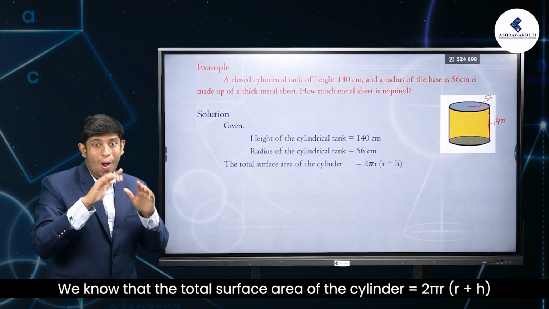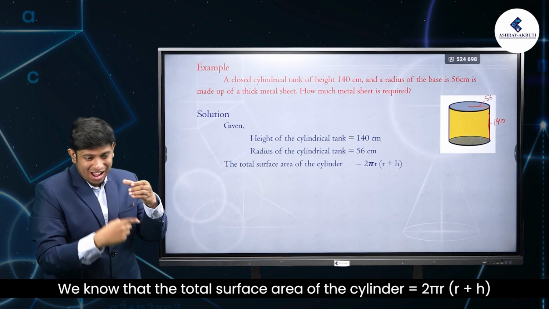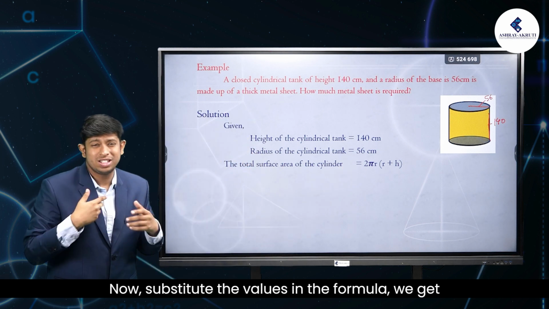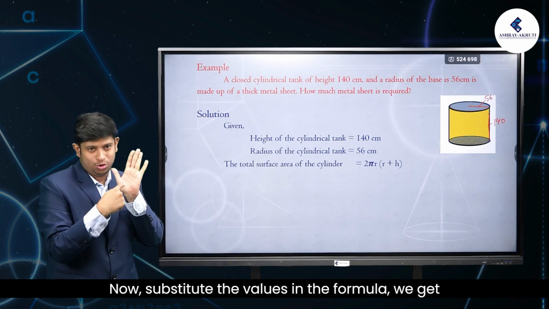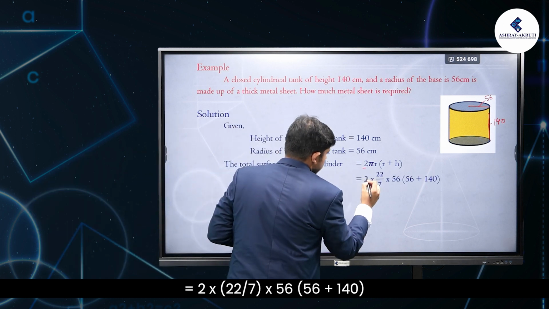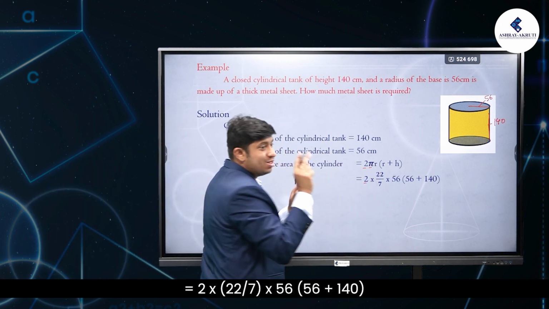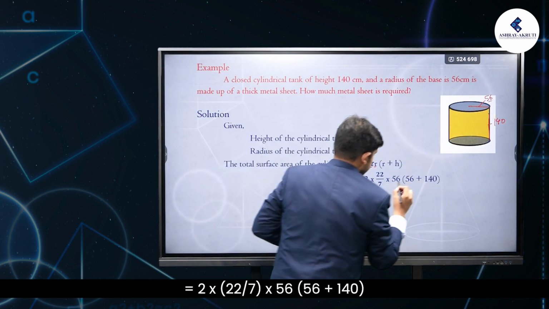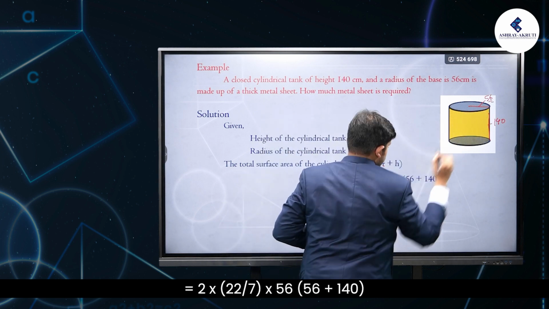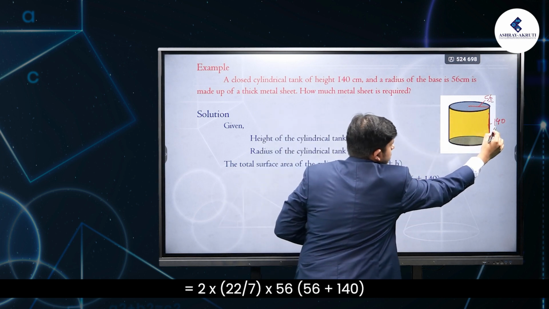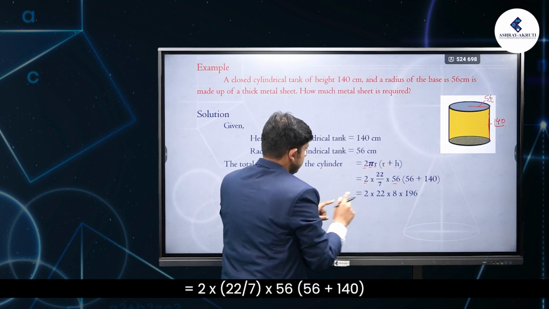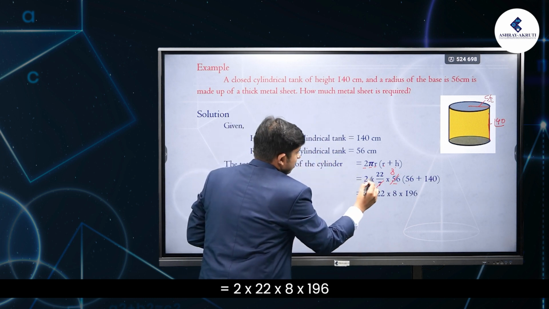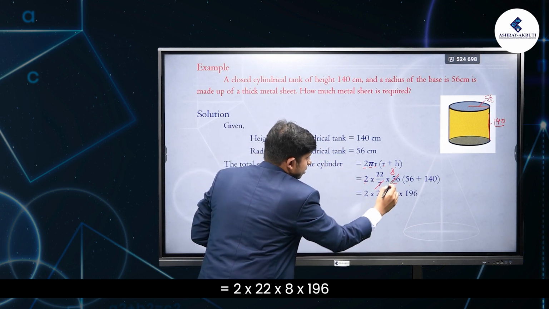We know that the total surface area of the cylinder is equal to 2 pi r into (r plus h). Now substitute the values in the formula. We get 2 into 22 by 7 into 56 into (56 plus 140). That is equal to 2 into 22 into 8 into 196.